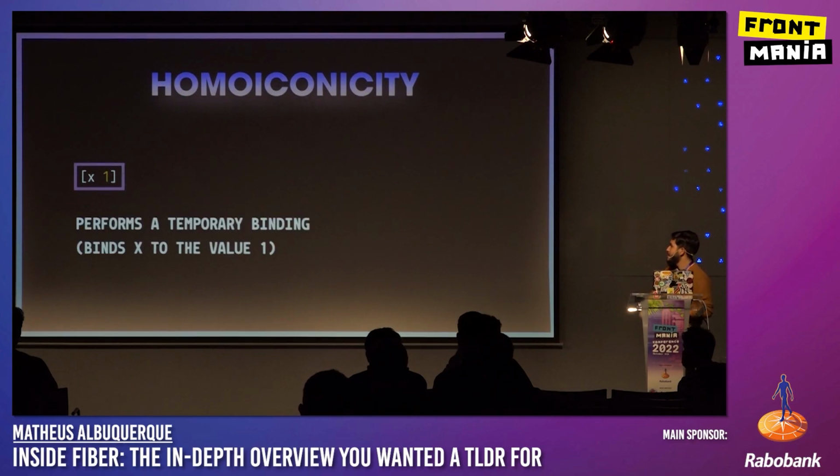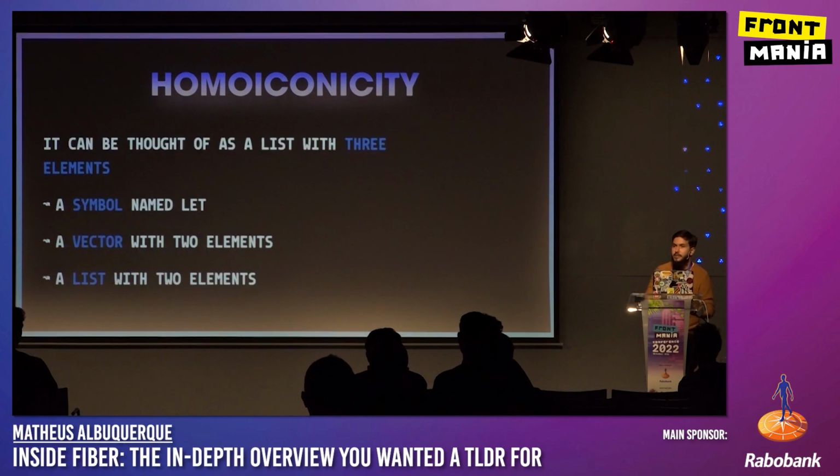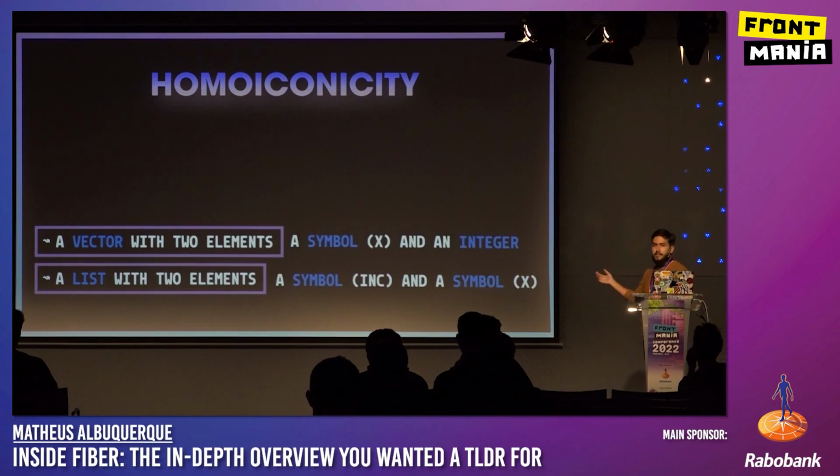All we are doing here is binding x to the value of 1, and then next we are just incrementing so that we can get 2. Nothing too complicated. But what's special about this code is that we can think of it as a list of 3 different elements. First we have our symbol, the named let, and then we have a vector and a list with 2 elements each. If we expand these, we get a symbol that is x and an integer. The same thing for the rest: a symbol that is the increment function, and another symbol that is x.